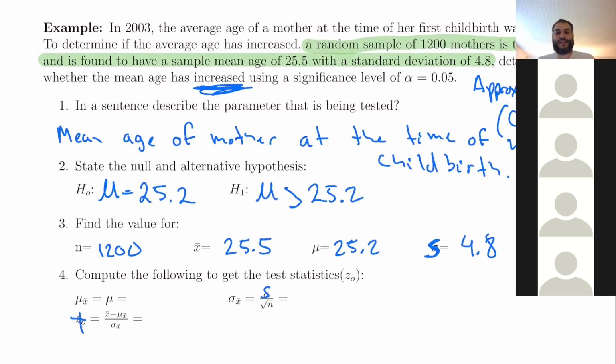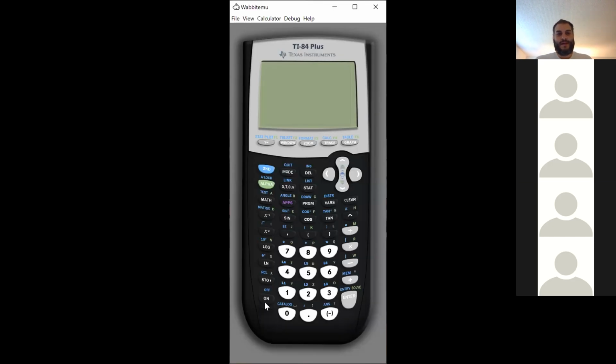For this one, since we're given a sample standard deviation, we're going to go ahead and use the t-test. So let me transition over to the TI-84. On the TI-84, we're going to go to stats, then tests, and then the t-test.